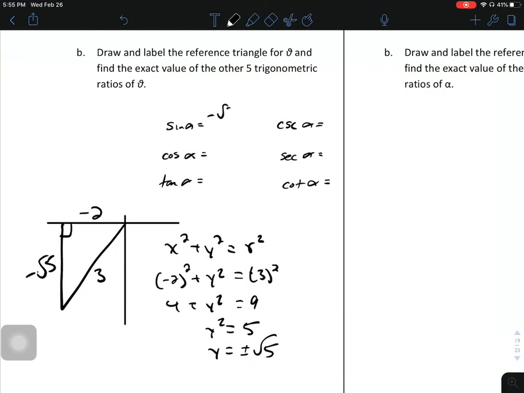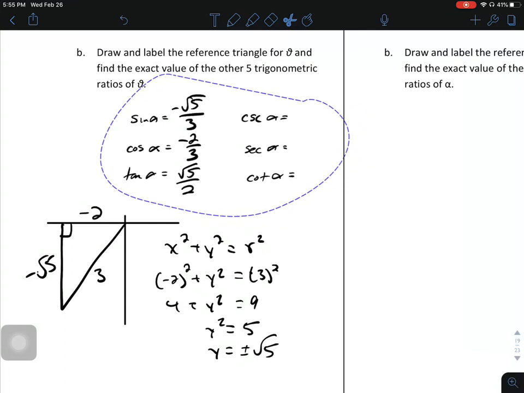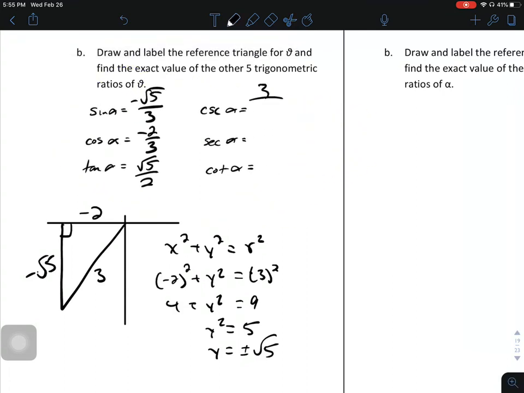Sine is negative square root of 5 over r, which is 3. Cosine's -2/3. Tangent would be square root of 5 over 2. Divide two negatives, you get a positive. Then we have reciprocals. And we're finished.